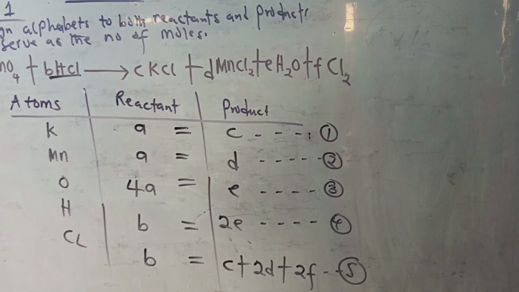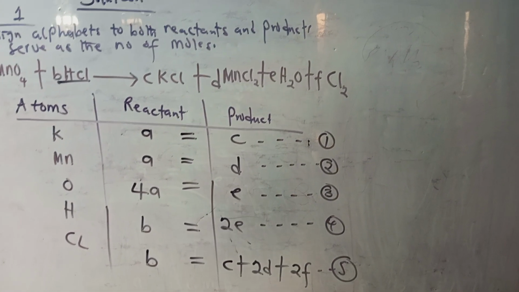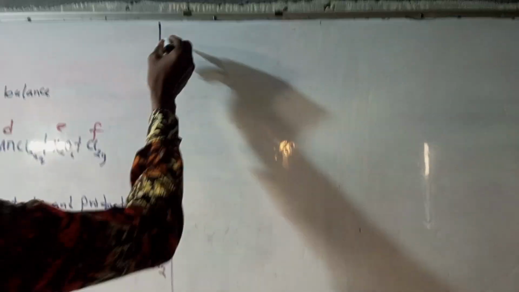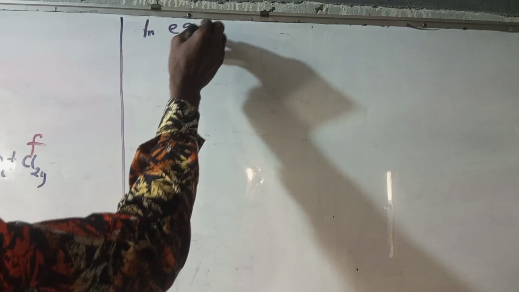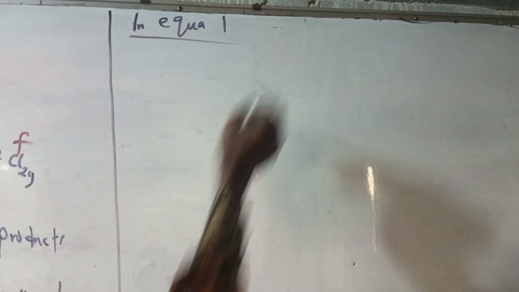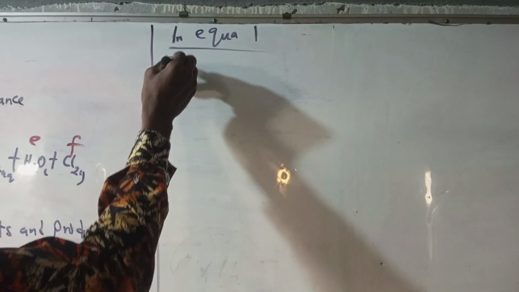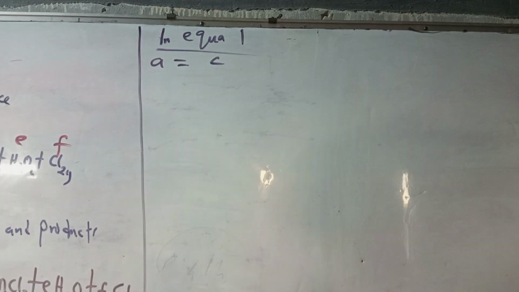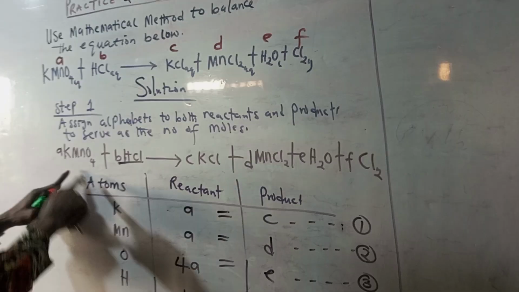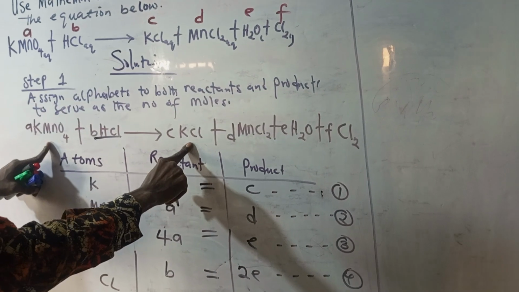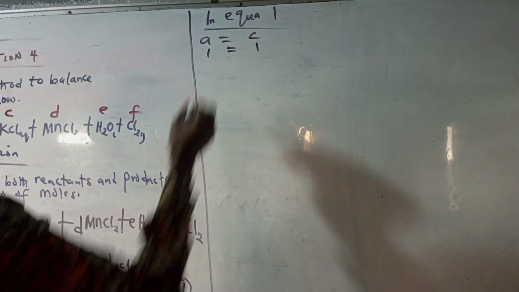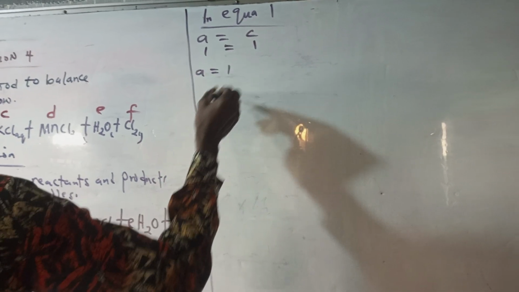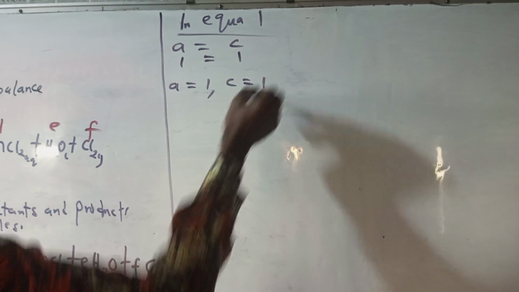Now, let's get the values of A, B, C, D, E, and F quickly. To get the values, we'll begin to look at the respective equations. Let's start with equation 1. In equation number 1, we have that A is equal to C. If you look at it very well, for potassium, in A we have 1, in C we have 1. So my A is 1 and my C is also equal to 1.